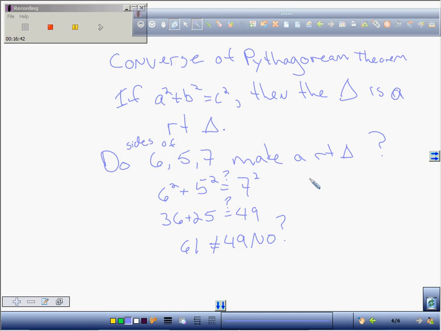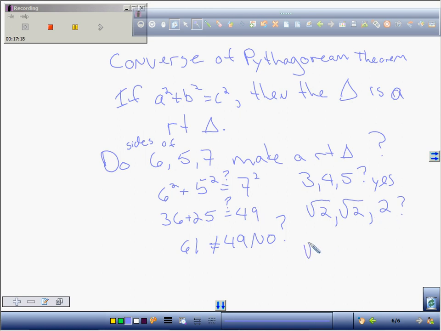Okay? But if you saw something like 3, 4, 5, what would you say? Yes, because 3 squared plus 4 squared is 5 squared. How about something like this? This one's a little bit trickier. How about root of 2 and root of 2 and 2? What do you think?